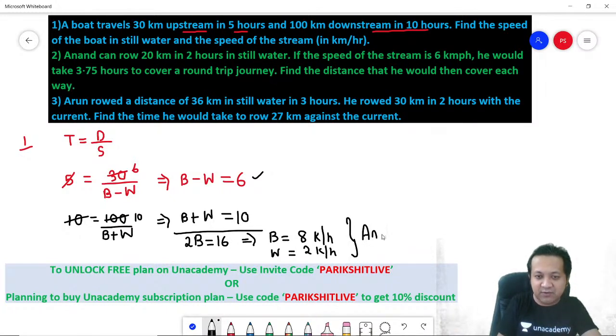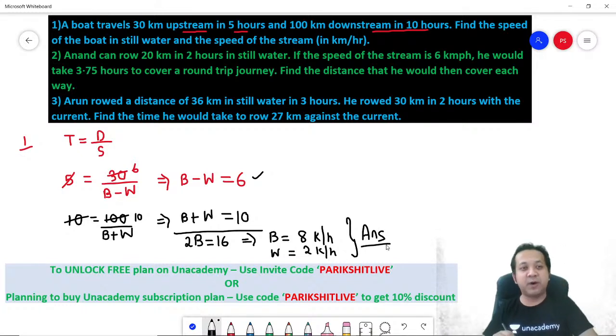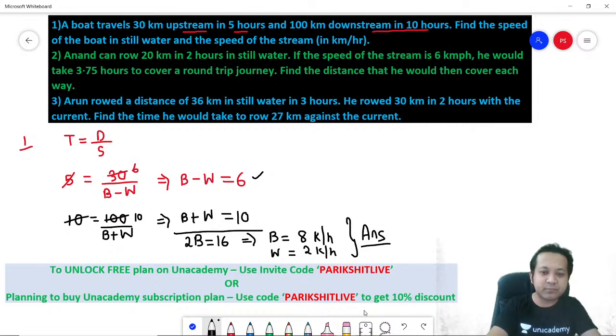That's your answer for the first one: 8 kilometers per hour and 2 kilometers per hour. Got it? It's an easy one. Remember, the only catch is to understand when to add the speed and when to subtract the speed. Okay, let's go to question number 2.